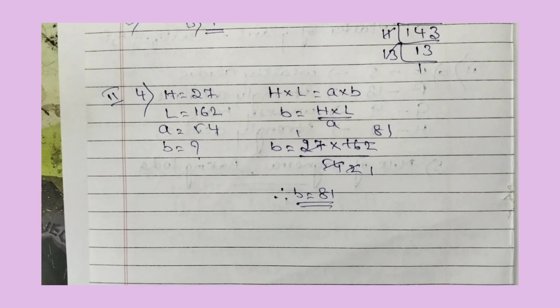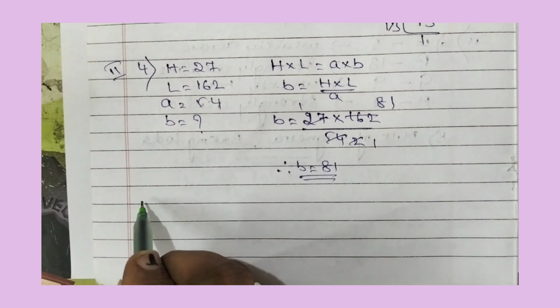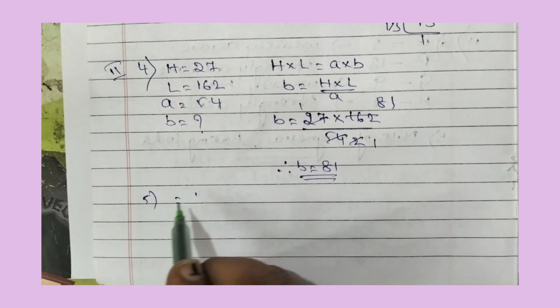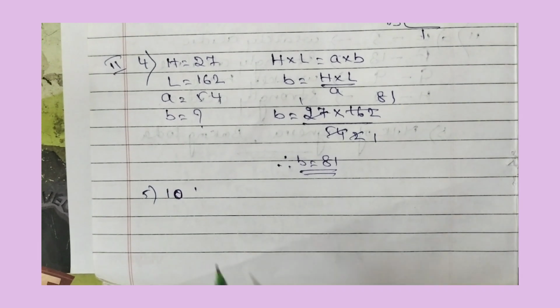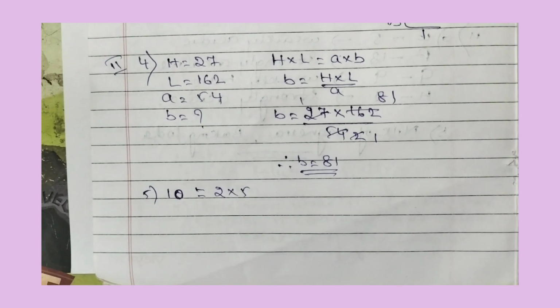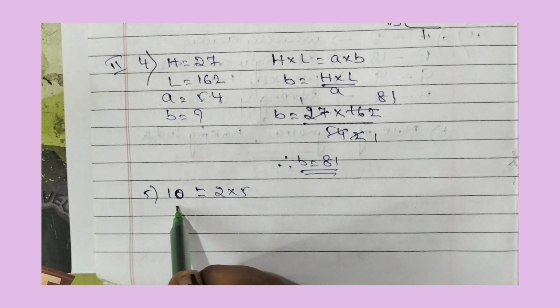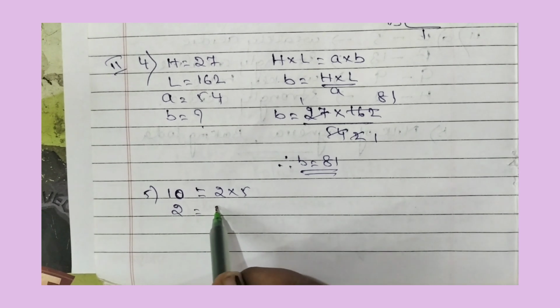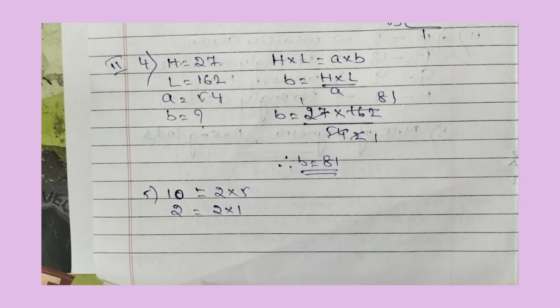The smallest two-digit composite number will be 10. 10 is the smallest two-digit composite number. So 10 can be written as 2 into 5. Then the smallest prime number is 2. So 2 can be written as 2 into 1.